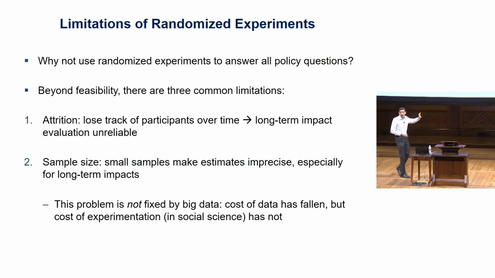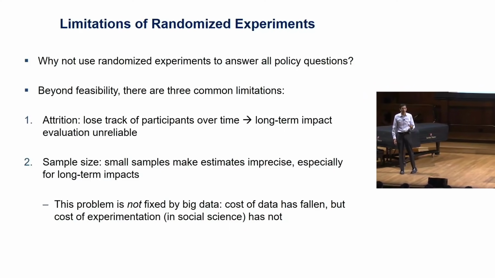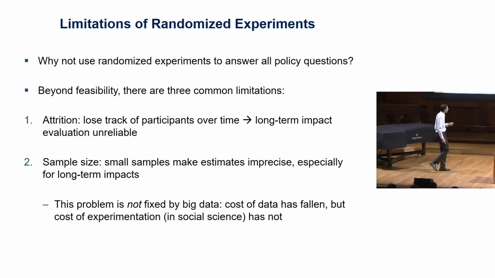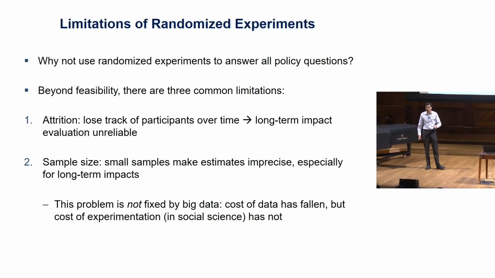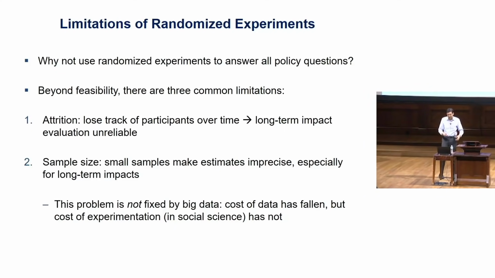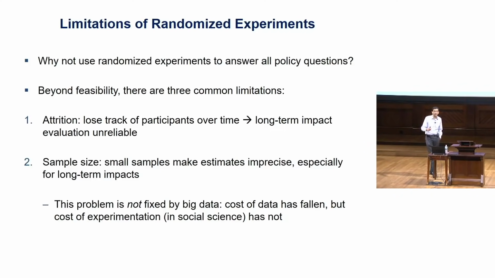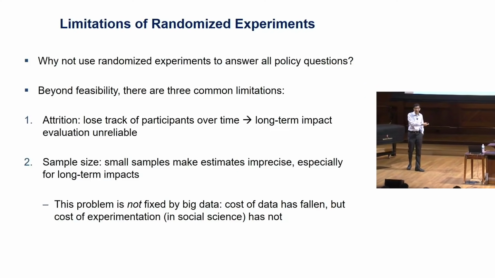And critically, unlike the attrition problem that I just described, that problem is not fixed by the big data revolution. That is not going to be fixed by modern technology. The way I think about it is the cost of data is falling very rapidly in the world, right? That's one of the major trends that underlies this. It's basically the genesis of this class. But the cost of experimentation, especially in social science, has not.